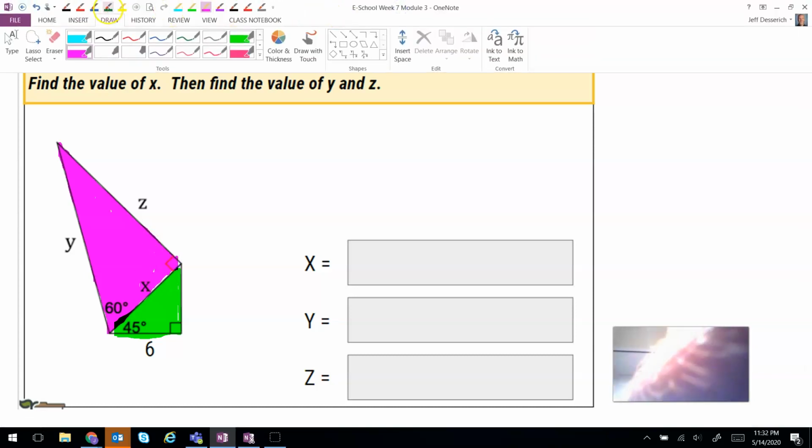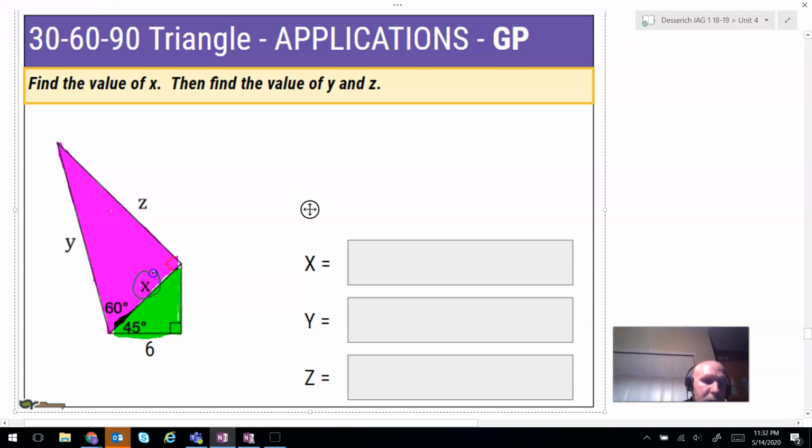So let's find x first because the only number we have is 6. 6 is in the 45, 45, 90 triangle, and so is x. So we can use that to find x. We don't know anything about the 30, 60, 90 triangle, so there's nothing we can do yet. So we're going to have to use the green triangle first.